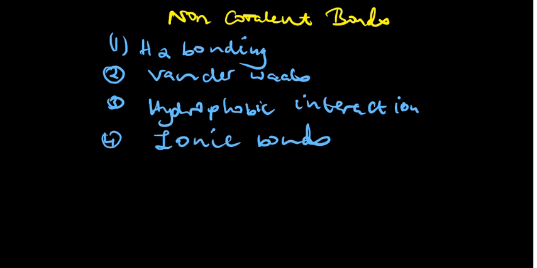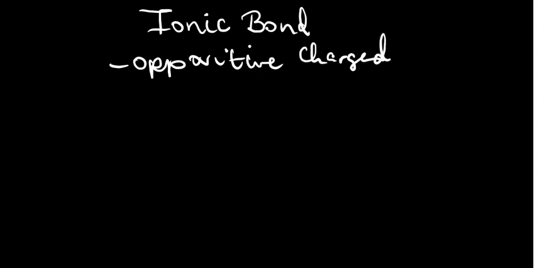So firstly, let's start by talking about the ionic bond. When you look at this type of bond, it's formed by the interaction of oppositely charged atoms or groups of atoms. So the atoms will be oppositely charged, and according to the laws of magnets, opposite charges attract each other.